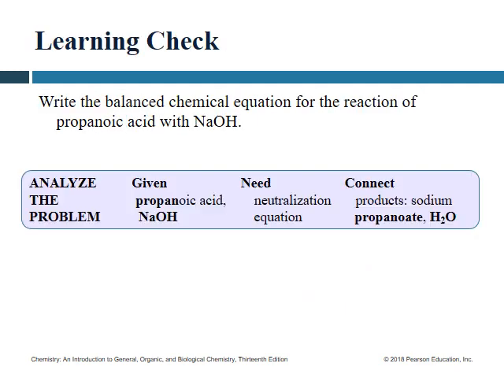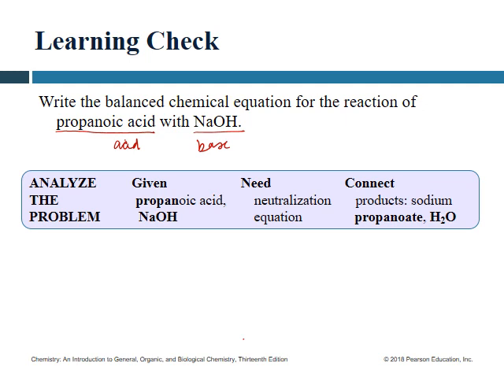Okay, let's try this question. Write the balanced chemical equation for the reaction of propanoic acid with NaOH. So what is the reaction between propanoic acid, which means this is an acid, reacting with NaOH, which is a base? So this is a neutralization reaction. Acid and base will react to produce salt and water. So let's write our reaction.